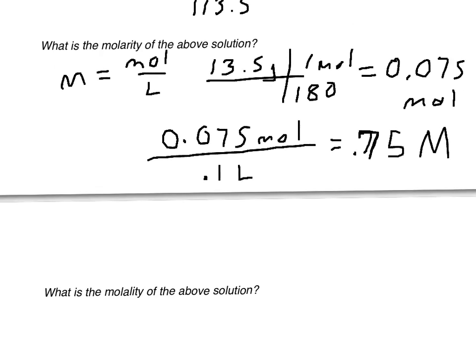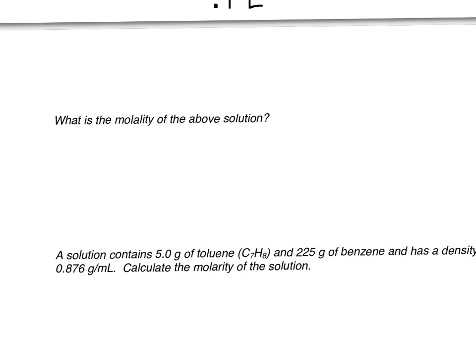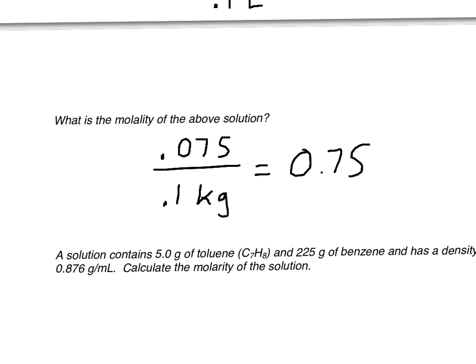For the next part, we're answering what is the molality of the above solution. So to find the molality of the above solution, we're going to take moles of our solute, which is moles of glucose, still 0.075, over kilograms of solvent, 0.1 kilograms, and this is going to end up with 0.75 molal. The unit for molality is molal.